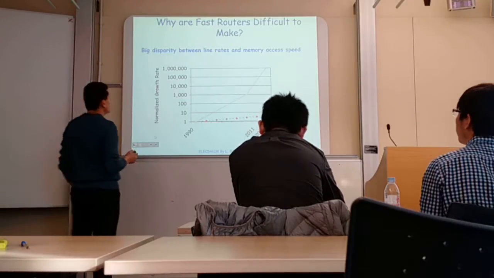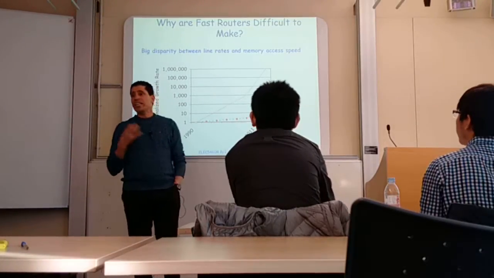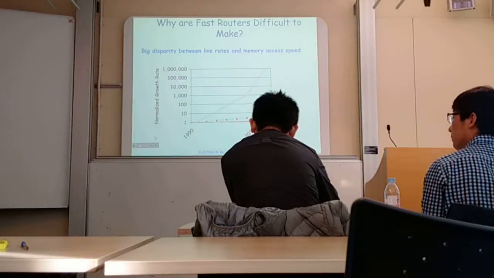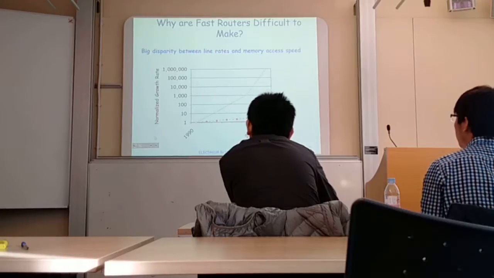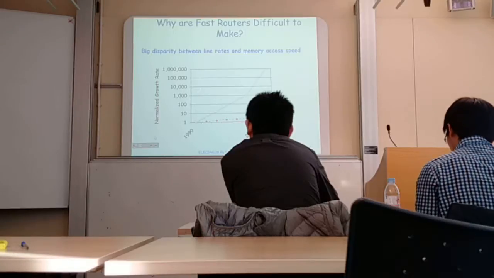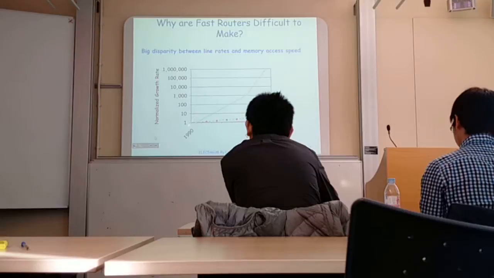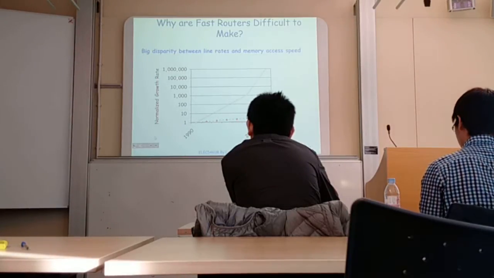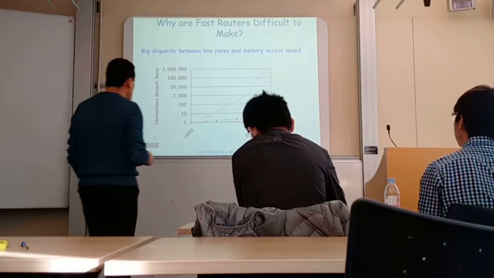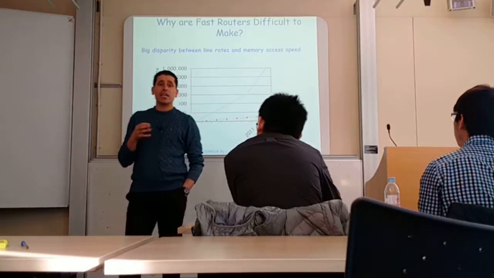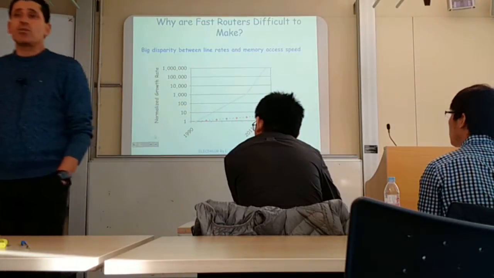This is telling you now, we need them to be fast. But why can't we have them fast? They are hard to make fast. Why? Because, again, of memory access speed. Memory is the problem. There is a big disparity between line rates and memory speed. The line rates, the traffic, the line capacity keep growing very fast, but memory access speeds are not improving. Technology does not allow you to go very fast.